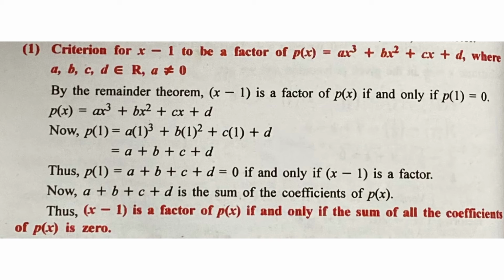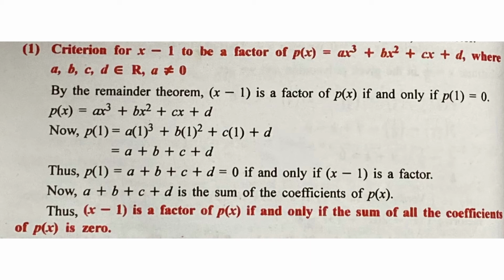P of x is equal to ax cube plus bx square plus cx plus d. If we take p of 1, because we need to say x minus 1 is a factor, we get a plus b plus c plus d. So if p of 1 is 0, then only we can say that x minus 1 is a factor. So here if a plus b plus c plus d is equal to 0, then we can say that x minus 1 is a factor of the given cubic polynomial.